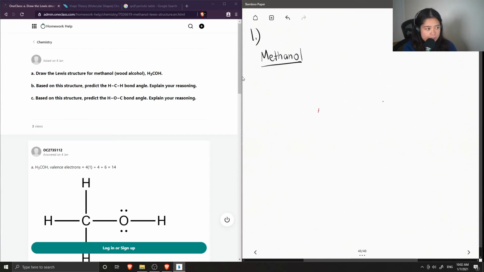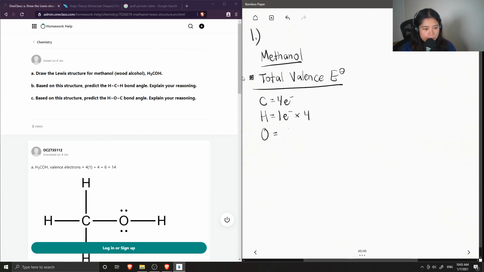So first, let's calculate the total valence electrons of the molecule. There is 1 carbon, which contains 4 valence electrons. There are 4 hydrogens, each with 1 valence electron. And finally, oxygen, which has 6.